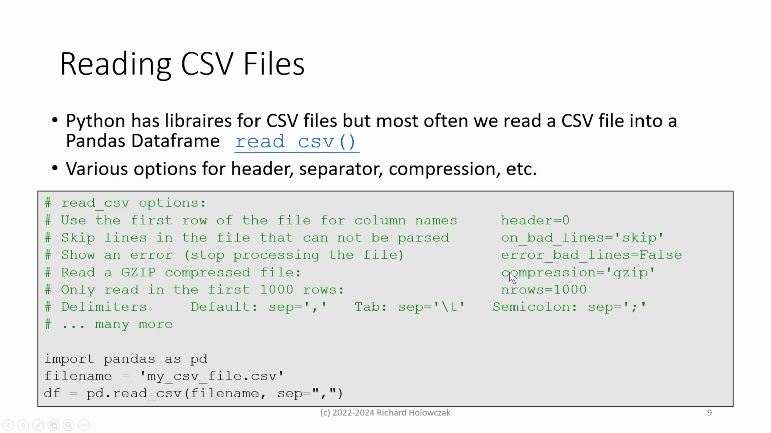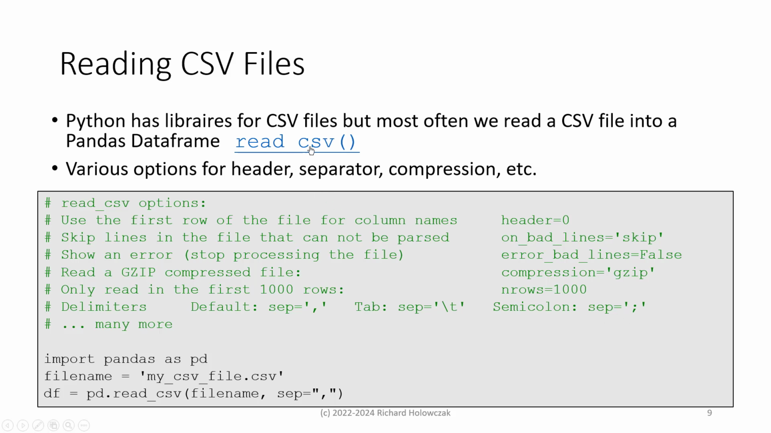If we have compressed files, we can specify the compression with that option. If we have a very large CSV file and we're just doing a little bit of exploratory data analysis, we're not really sure if we're going to use this data, we can actually read in a portion of the file with the nrows option. And as I mentioned, the delimiter, the default is a comma, but we could also have a tab delimited file. That's with the backslash t. Or we could have semicolon delimited, or actually anything else like the pipe symbol and so on.